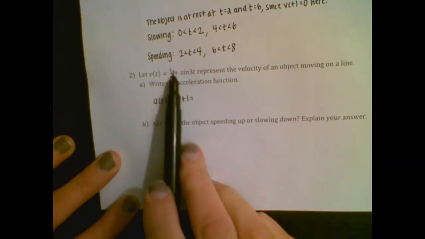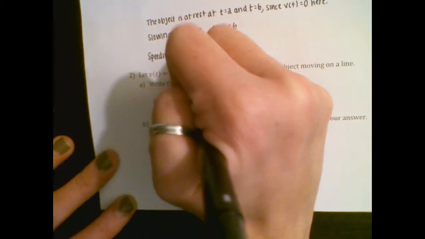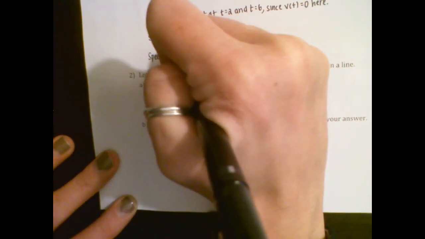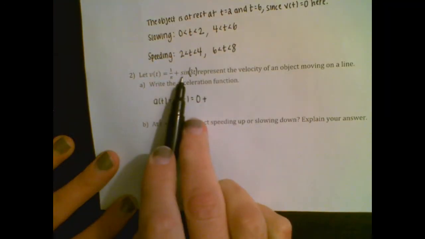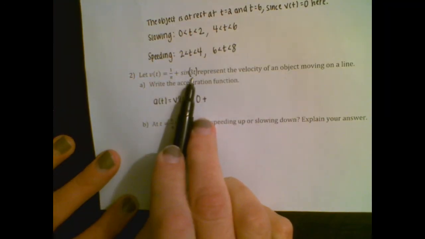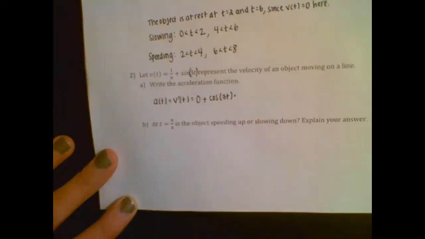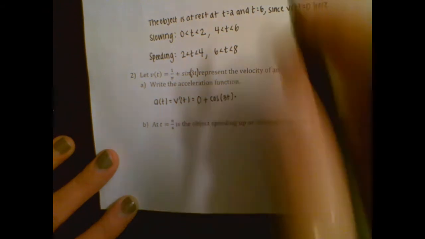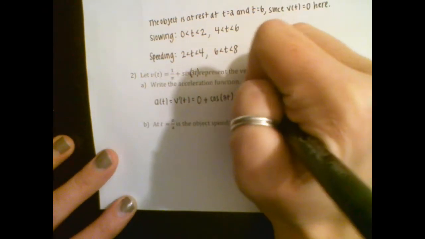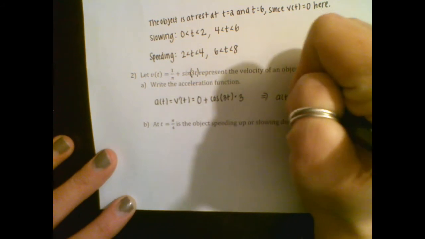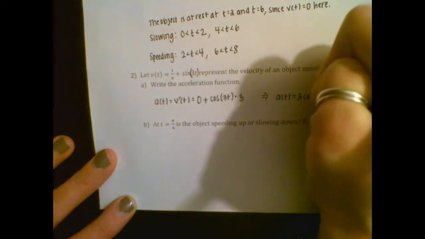So if I take the derivative of 1 over pi, that's just 0 because that's just a constant. And here I'm going to need to use the chain rule because I really have an outer function of sine and an inner function of 3t. So my outer function derivative is going to be cosine, keep the inside stuff the same, multiply by the derivative of the inside, which would just be 3. So I'm going to write that a little bit nicer. My a of t function would be 3 cosine of 3t.